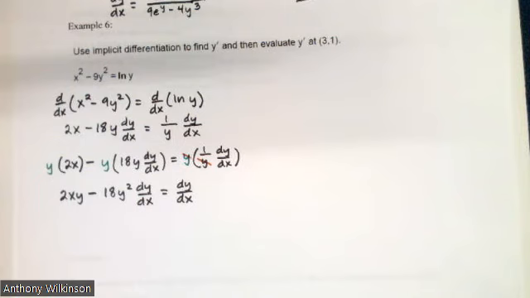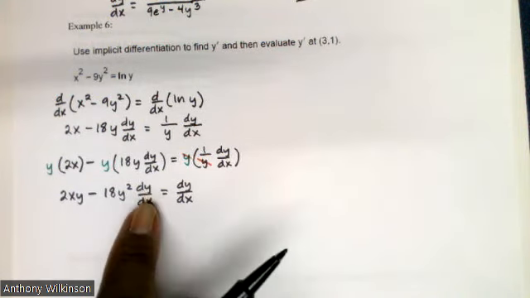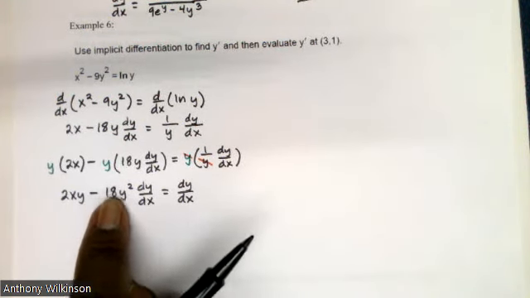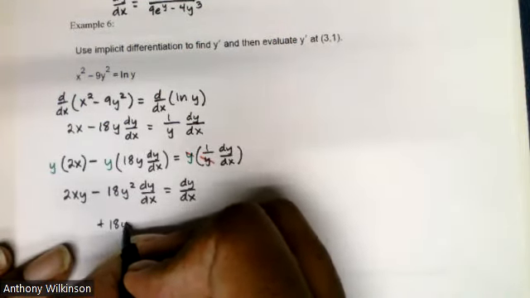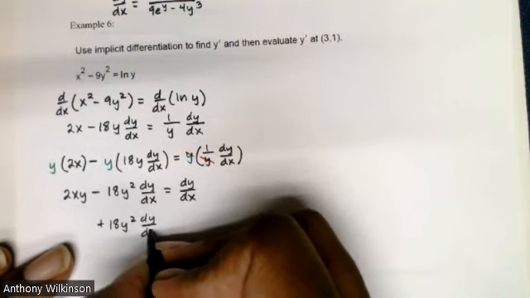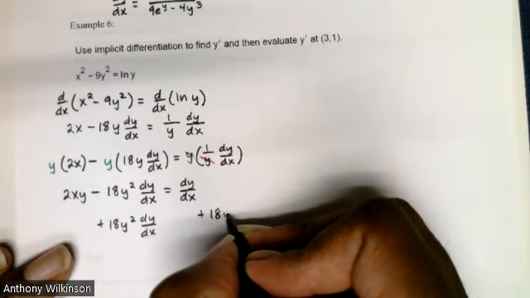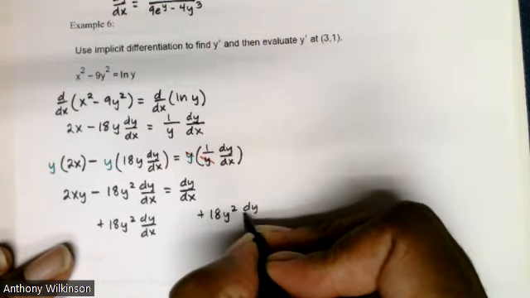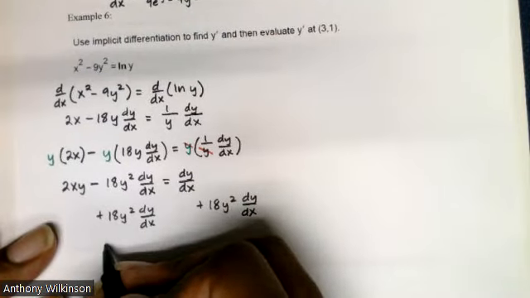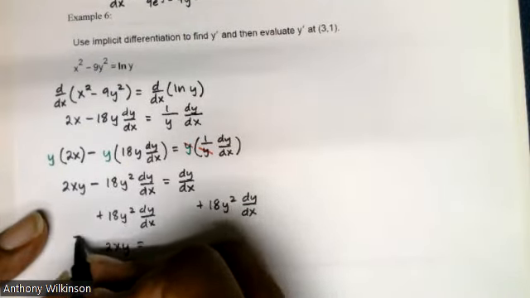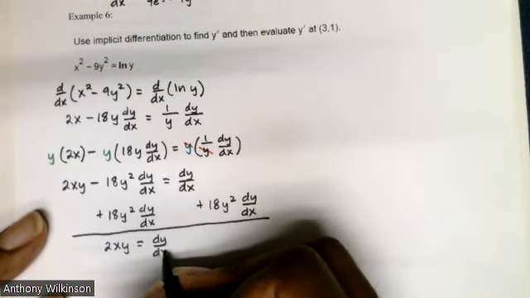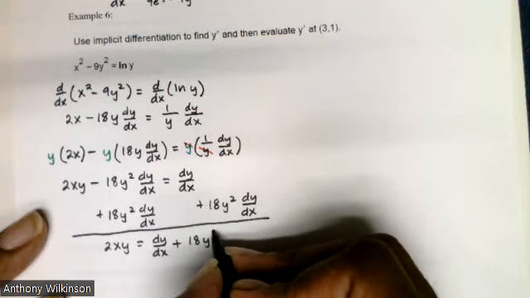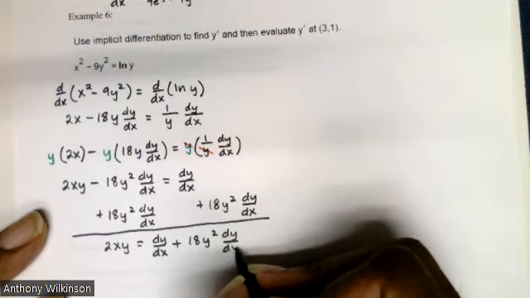Okay. Normally you'll put all the terms that have dy dx on the left side. However, it'd be easier to move the minus 18y squared dy dx over to the other side by adding 18y squared dy dx. Probably be easier to do it that way because I don't want to deal with a lot of negative signs. The left side would be 2xy. The right side, I have dy dx plus 18y squared dy dx.